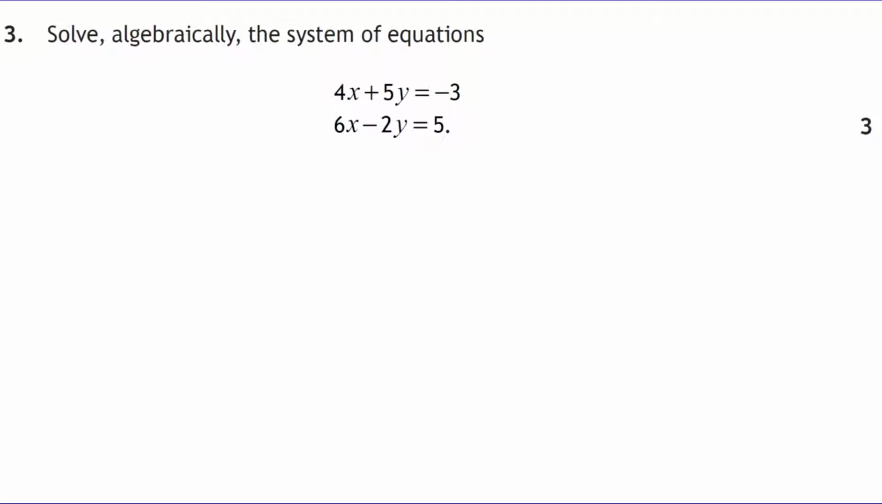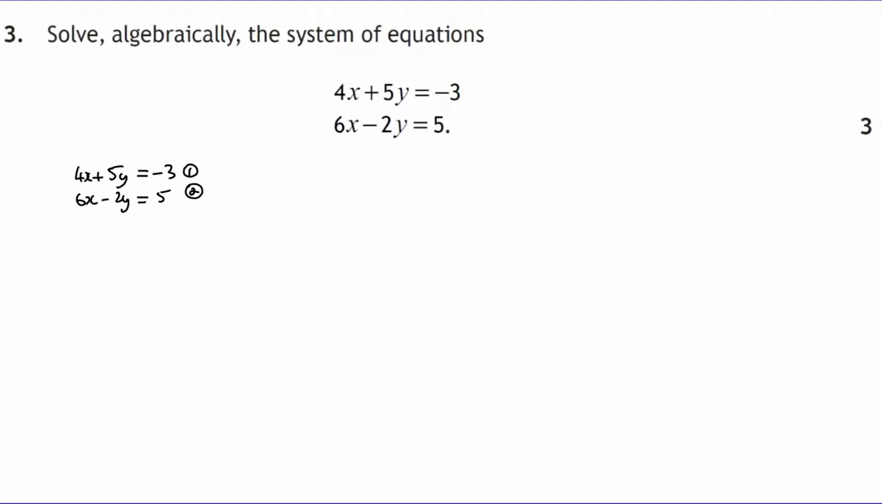Okay, question 3. System of equations, solve them. Simultaneous equations. So let's give us a little bit of space. 4x plus 5y equals negative 3, and 6x minus 2y equals 5. We'll call that equation 1 and equation 2.